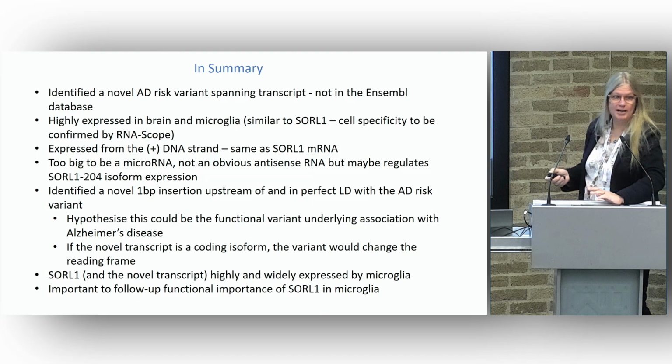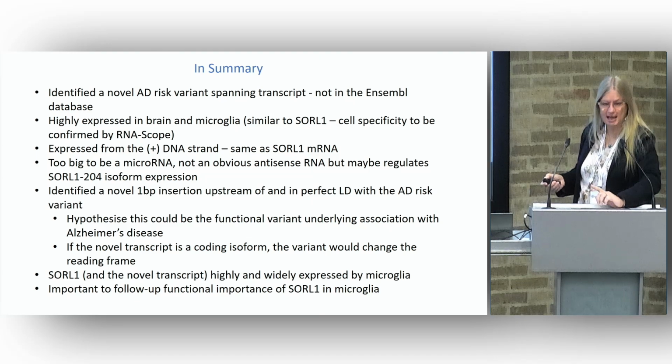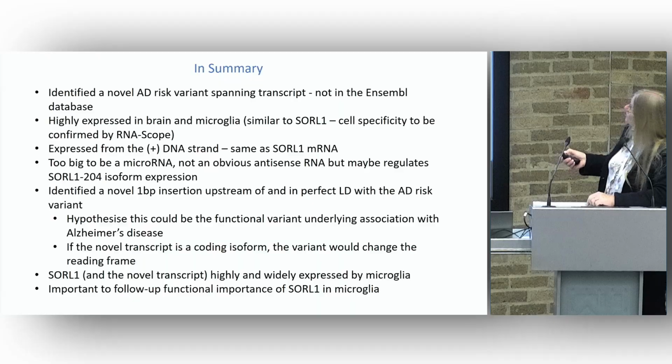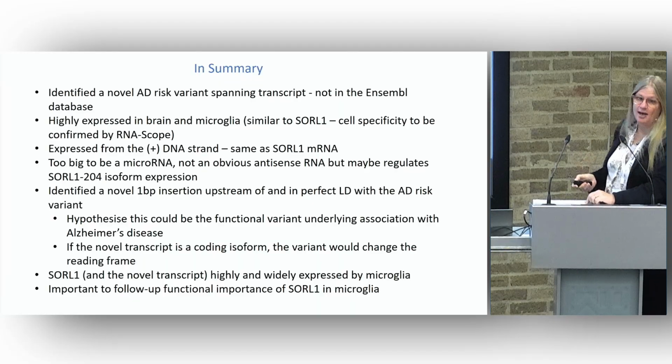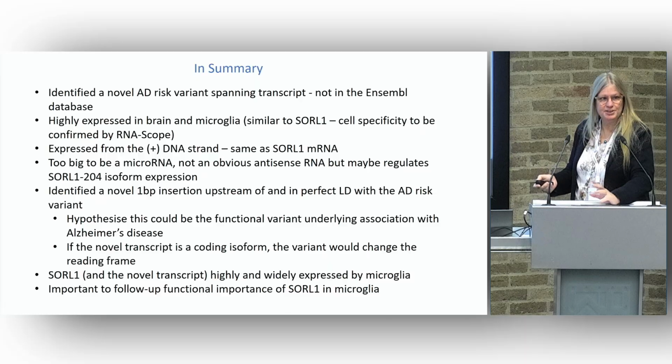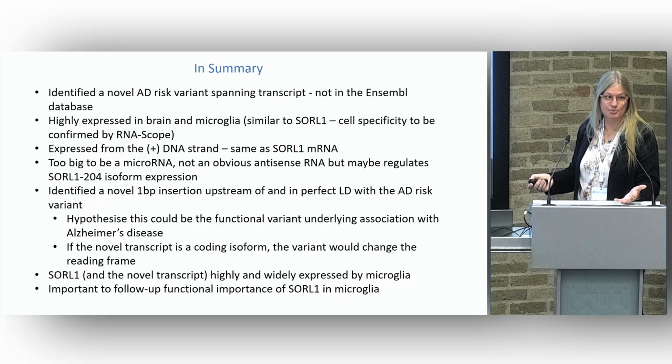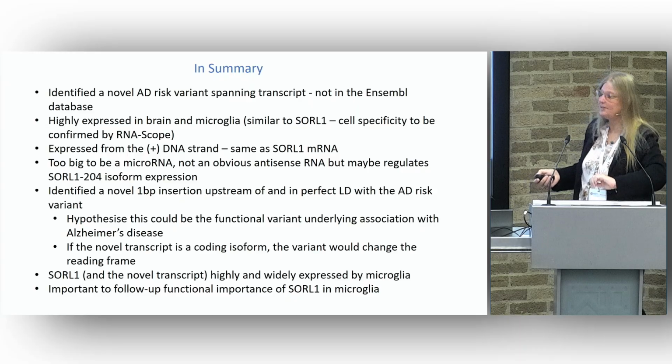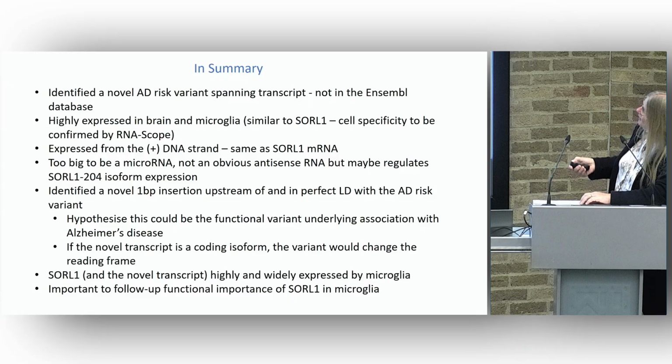It isn't in the databases, it isn't in sequenced brain samples. We have our own RNA sequencing data from brain, which we will be going back to interrogate to see if it's there when we look for it, because what most people do is they map their RNA sequencing data onto the known transcriptome, and so the other data may have been discarded. It seems to be expressed from a copy of the top strand, which is the same as SOR1 mRNA. It's too big to be a microRNA. It's not obvious that it's an antisense RNA, although it may be.